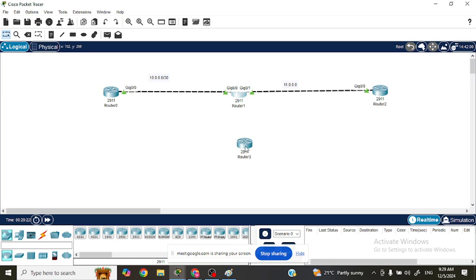Any other question, guys, regarding today's session? Did you guys understand how to enable EIGRP? Yes, sir. So tomorrow there are 4 topics. The first one is classless and classful routing. The second one is auto summary.